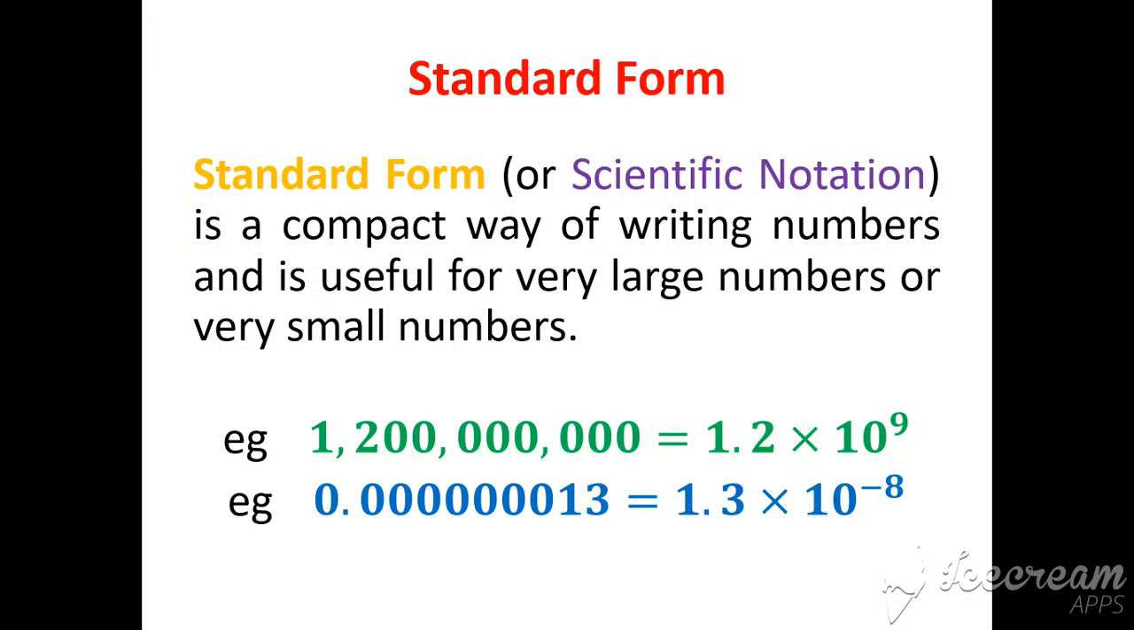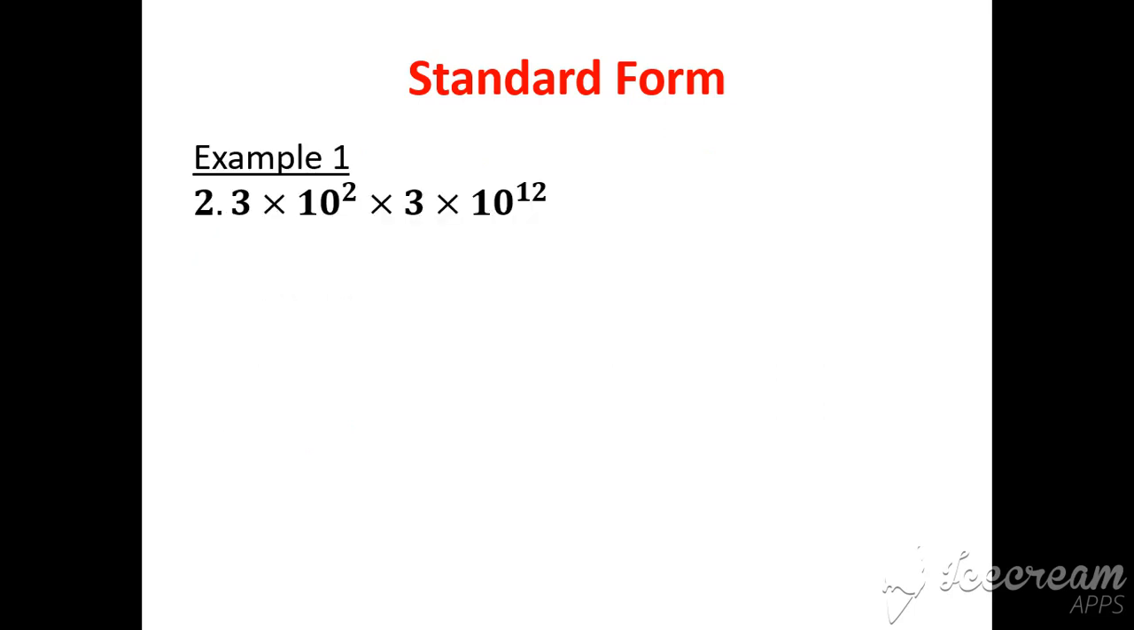Remember, standard form or scientific notation is a compact way of writing numbers and is very useful for large numbers or small numbers. In the last two videos we looked at how to change large numbers into standard form and vice versa, and small numbers into standard form and vice versa. Now we're going to look at how we can do calculations in standard form.